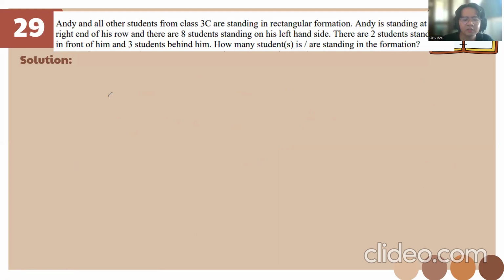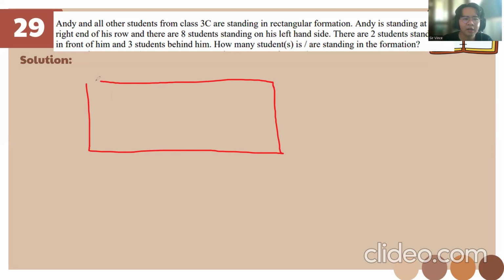Andy and all other students from class 3C are standing in a rectangular formation. Andy is standing at the right end of his row, and there are 8 students on his left side. There are two students standing in front of him and three behind him. So if we draw it like this class, a rectangle, Andy is at the right end of his row. So we have Andy here and there are 8 students here.